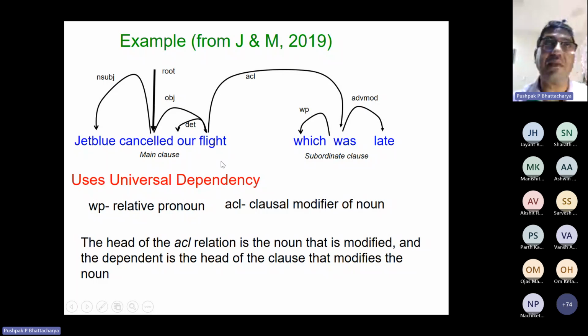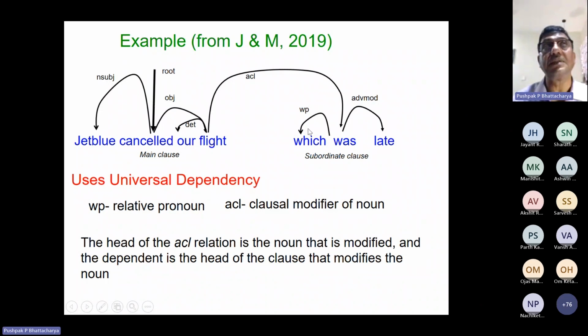Now let's see if there is a path from the head to every word which is between the head and the modifier. Yes. So cancelled to flight, the first arc of the path, then flight to our, the second arc of the path. So from head to our, I have a path. Now flight which was late. So from flight to was, there is the relation called ACL. ACL means it's a clausal modifier of the noun. So flight, which was late. Okay. So from flight, we have the ACL relation going to was. From was, there is a WP. WP is the relative pronoun relation here.